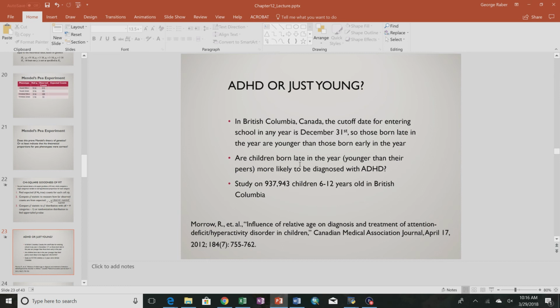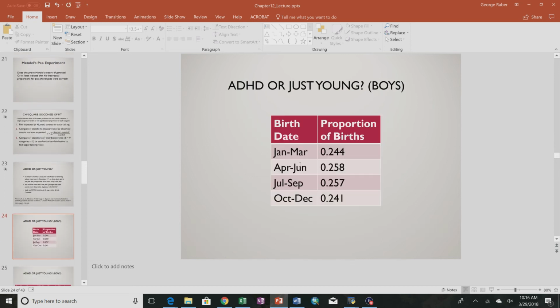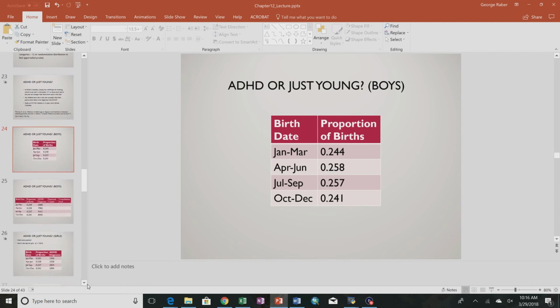It was an actual test. It was done to see if children born late in the year, so they're younger than their peers, are more likely to be diagnosed with ADHD. So the question is, do these kids really have ADHD, or are they just younger kids that aren't ready for school yet? So almost 1 million school children aged 6 to 12 years old in British Columbia were studied. Okay? This is an actual study, not made up, well, I guess Gregor Mendel wasn't made up, we were just testing his theory there.